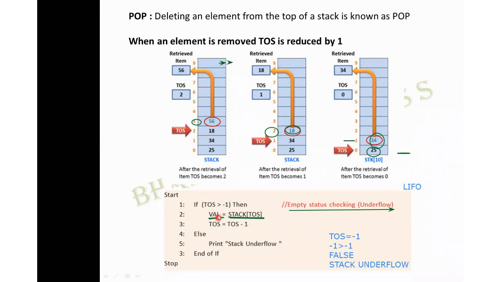So now it is checking: is minus 1 greater than minus 1? What is the answer? False. So false means where will the control be transferred? From here, control will be transferred here and it will print stack underflow. Is this part clear?